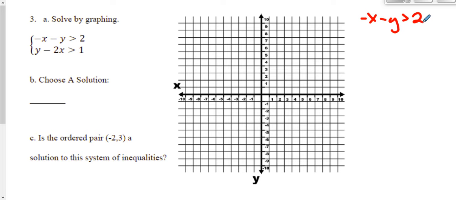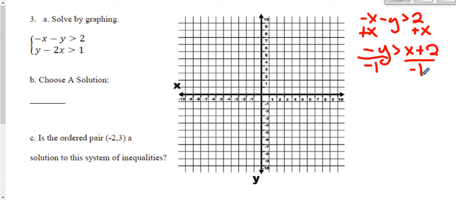So we'll start with my top function, negative x minus y is greater than 2. I'm going to have to solve for y, so the first thing I'm going to do is add x to both sides, plus x. That's going to go ahead and get the x away from the left-hand side and move it to the right-hand side with that positive 2. Now the next thing I'm going to have to do is get the negative away from the y. That negative is an invisible negative 1, so I can divide both sides by negative 1.